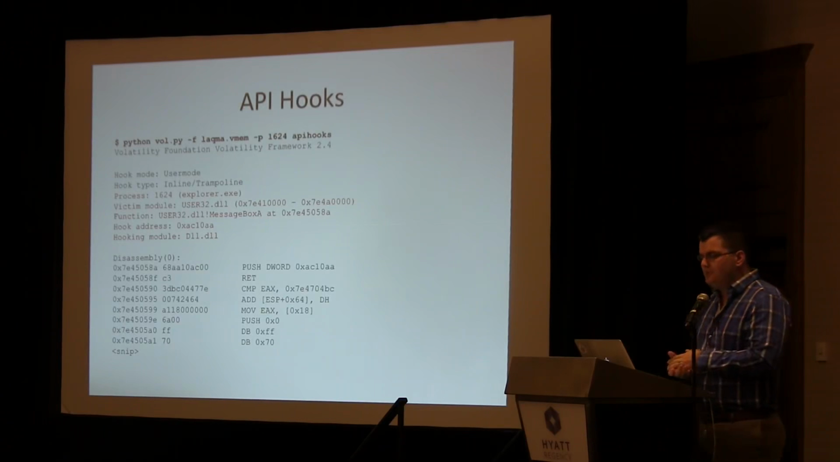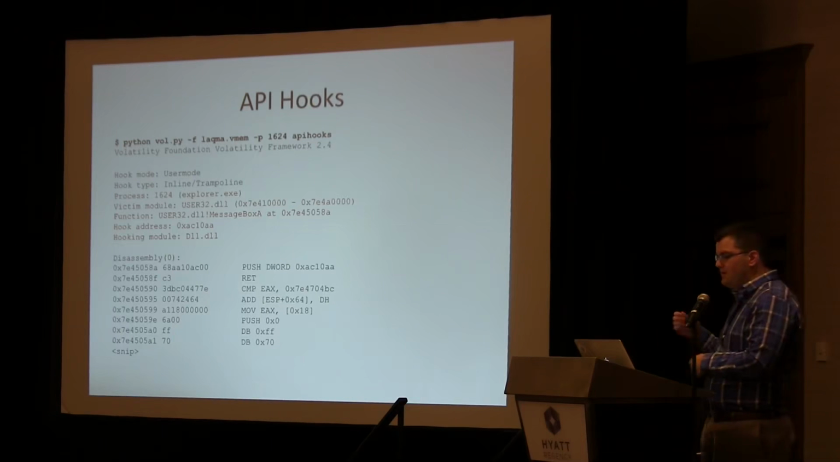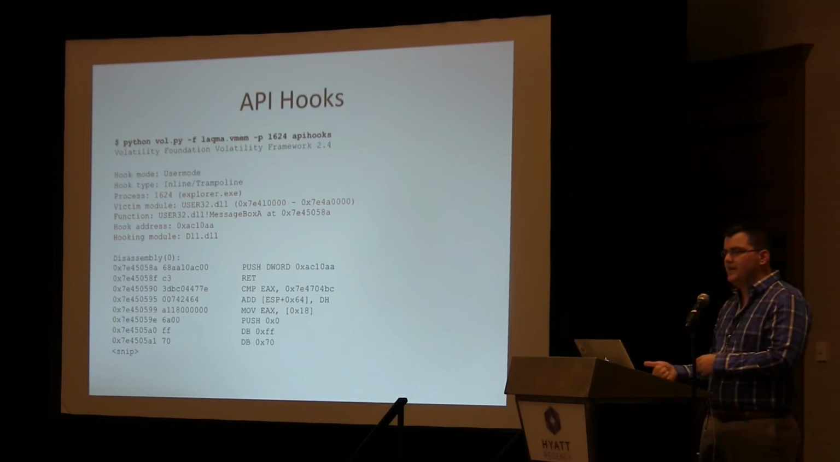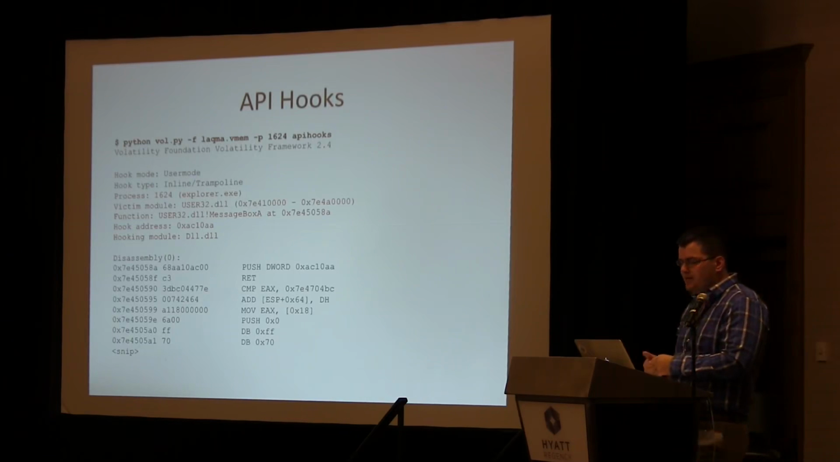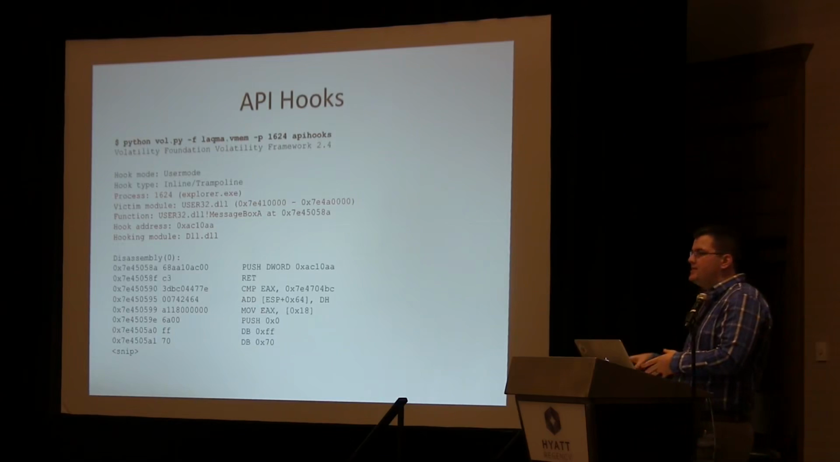So with Volatility and the apihooks plugin, what we do is go through and look exactly for that. We often get asked why this plugin is slow, and it's slow because for every process that's in memory, we have to enumerate all of the DLLs that are loaded, we have to find where the application is, and then we have to go find every function that's imported and every function that's exported.